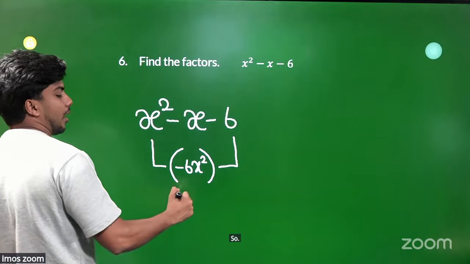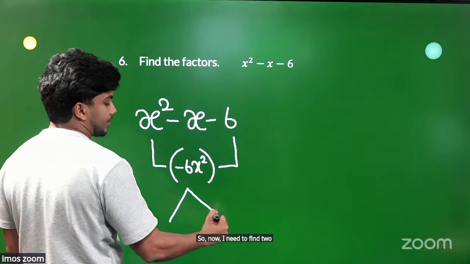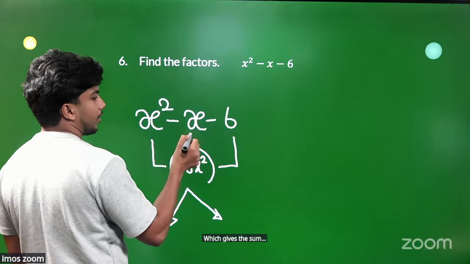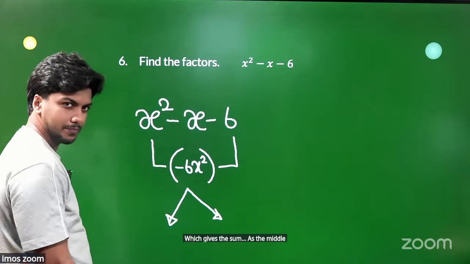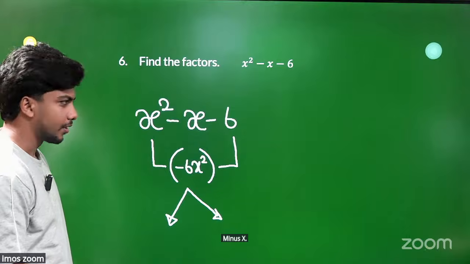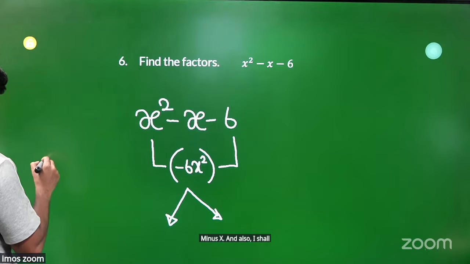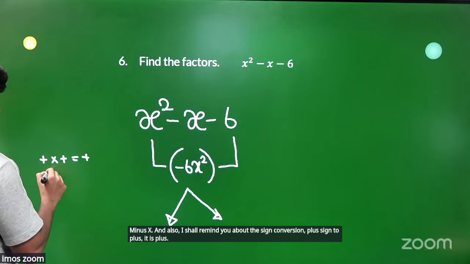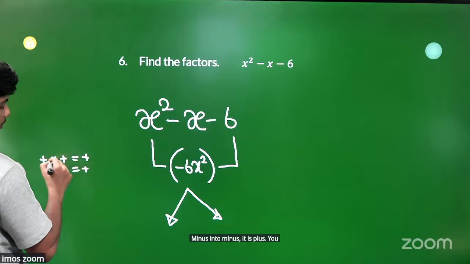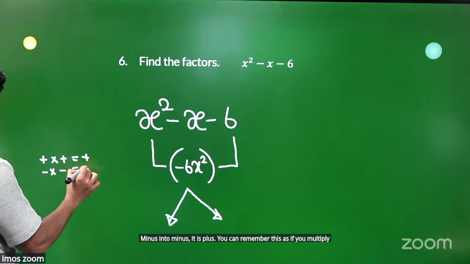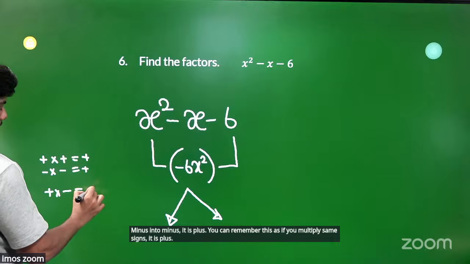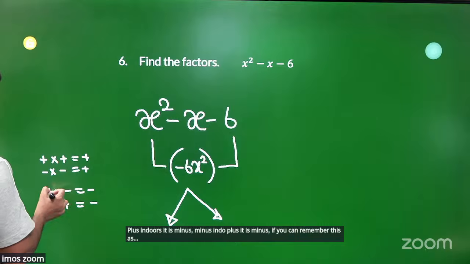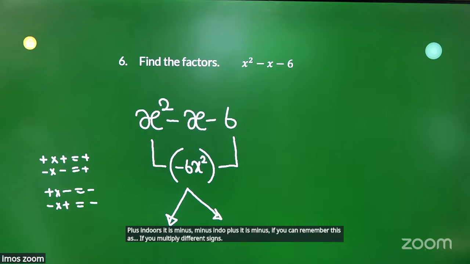Now I need to find two factors of minus 6x squared which give the sum as the middle term, minus x. Let me remind you about the sign conversion. Plus into plus is plus. Minus into minus is plus. If you multiply same signs, it is plus. Plus into minus is minus. Minus into plus is minus. If you multiply different signs, it is minus.